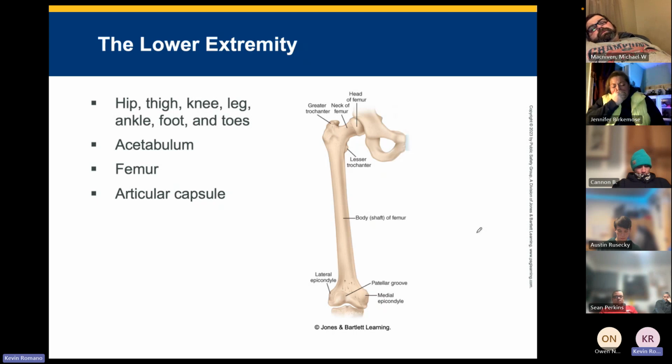In addition to the femoral head, the proximal femur consists of the neck, the greater trochanter, and the lesser trochanter. The articular capsule is supported by 3 ligaments that are quite strong. Once my screen comes back, I will show you.